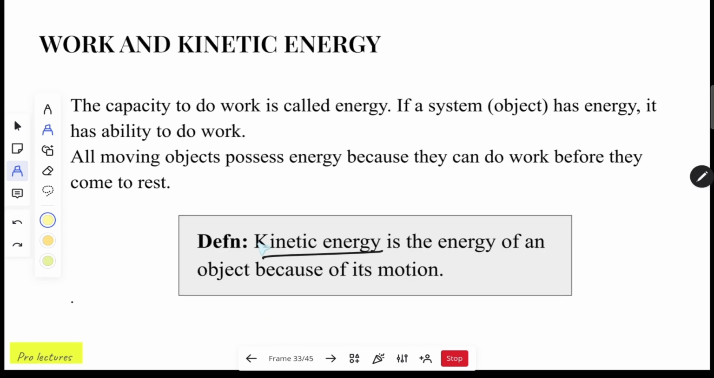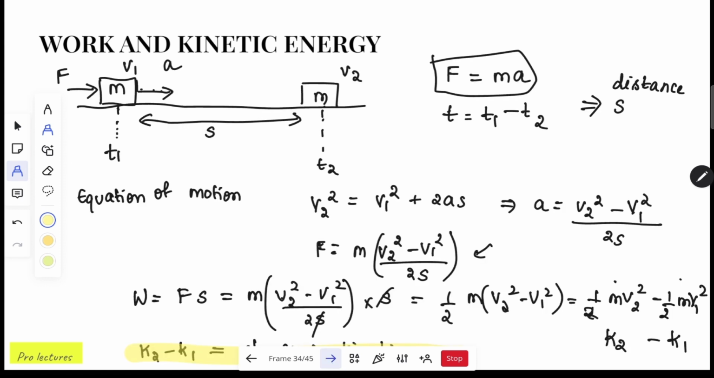So what we saw is kinetic energy is the energy of an object because of its motion. So here there was a motion of the object. Because of this motion, the energy we derived is the kinetic energy. Now, kinetic energy is a scalar quantity. It depends on just the product of mass and velocity. It does not matter which one of the two is small or which one is large. The total value determines the kinetic energy.